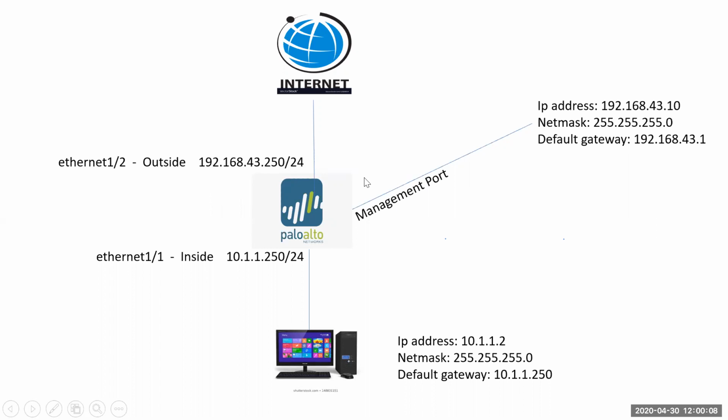The third one is the management port, in which we are going to configure the IP as 192.168.43.10. This will be the net mask and this will be the default gateway. Actually, this is the subnet which I am getting from my ISP. That's why I'm using the same. So we need to use the same for the management port as well as for the outside port. For inside or for any other like DMZ, we can use a private range.